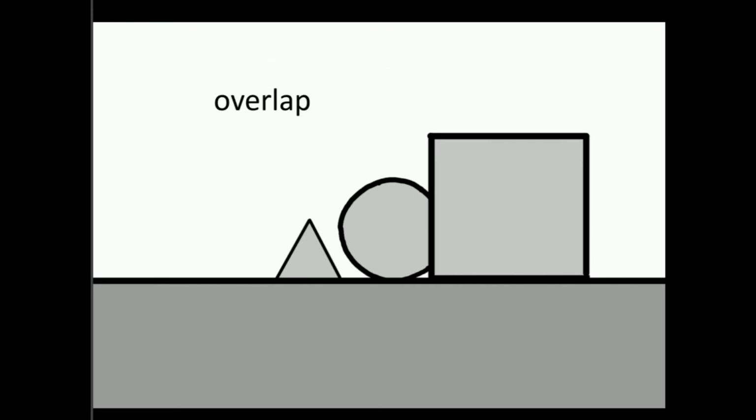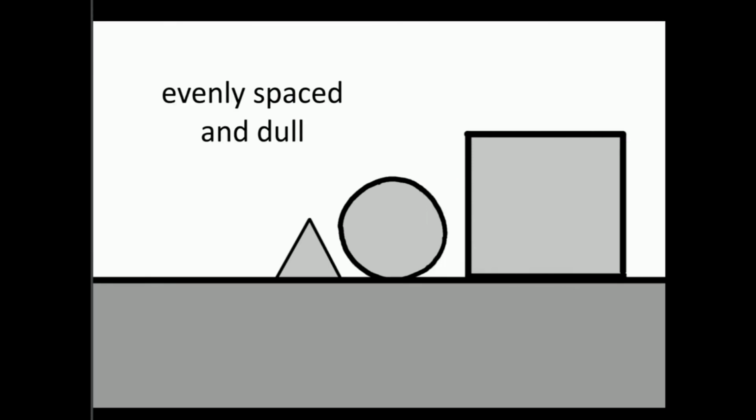Okay. Now I've moved it back. I've overlapped the circle. Now it's getting better. I've corrected that. If I move it so there's no tangent, but I've moved it to the right, but look how evenly spaced the square, the circle, and the triangle are. They go back in space, but the spacing between each object is very even and dull.